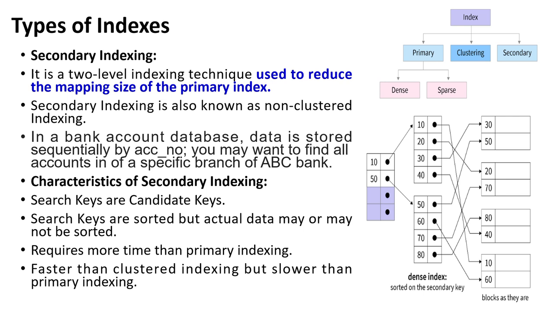Secondary indexing. It is a two-level indexing technique which is used to reduce the mapping size of the primary index. Characteristics of secondary indexing: search keys are candidate keys. Search keys are sorted, but actual data may or may not be sorted. It requires more time than primary indexing and is faster than clustered indexing, but slower than primary indexing.